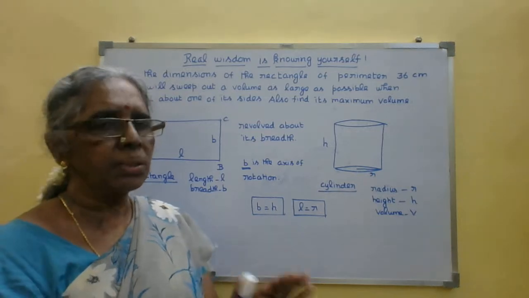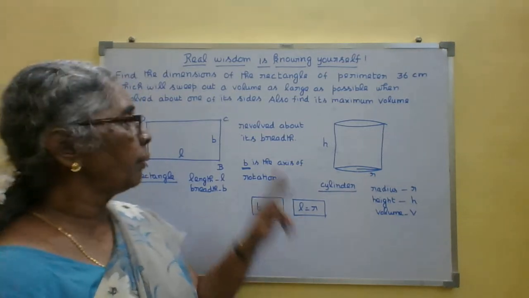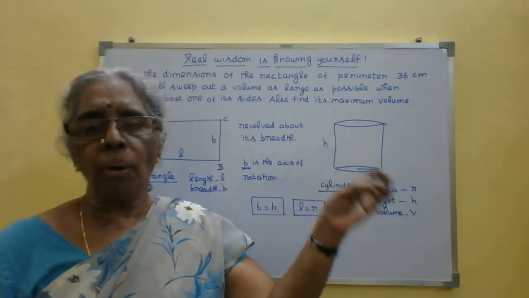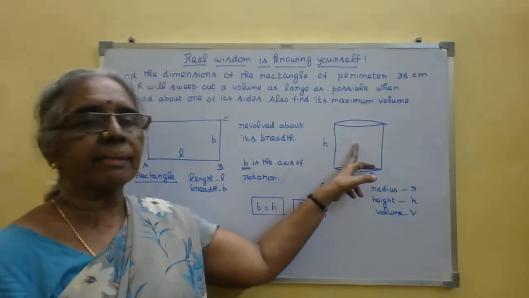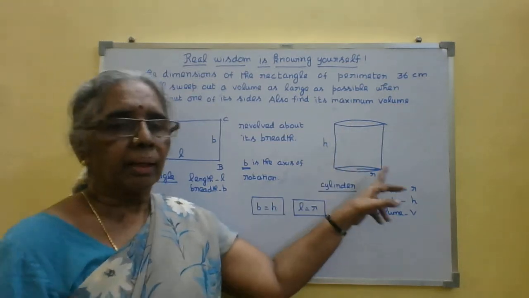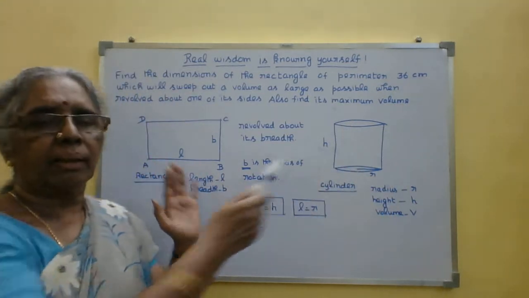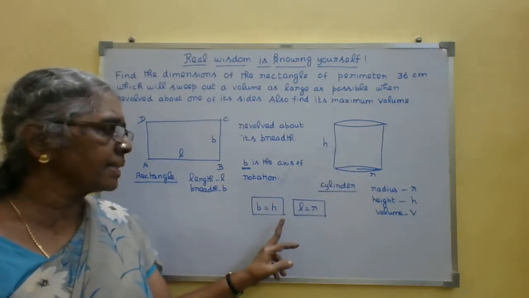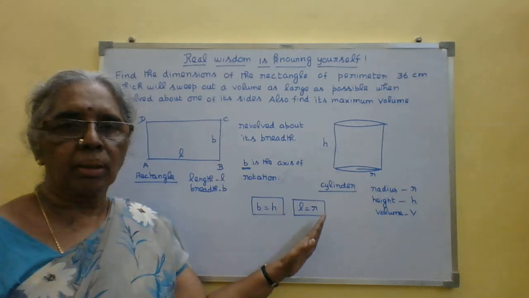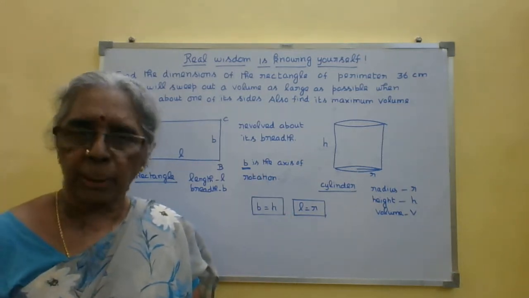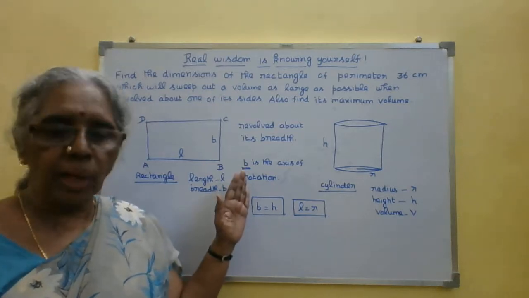So now first we have drawn the figures. We have drawn a rectangle. Then we have drawn, when it is revolved about its breadth, the cylinder generated, and we have marked the H and R. Then what is the relation between L, B, H and R? That we have arrived at. So B is H and L is R. So this is the preliminary thing. Unless you understand this, we won't be able to proceed to the sum at all. So hope this is clear to you.